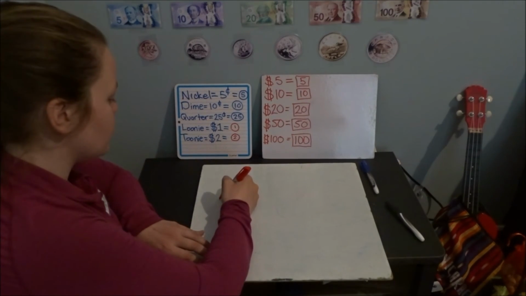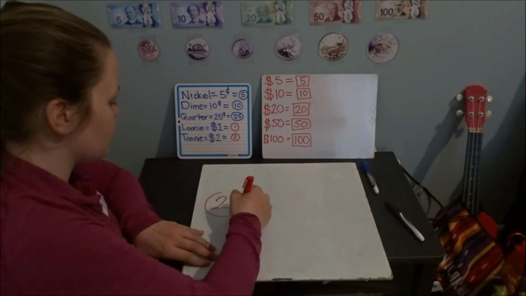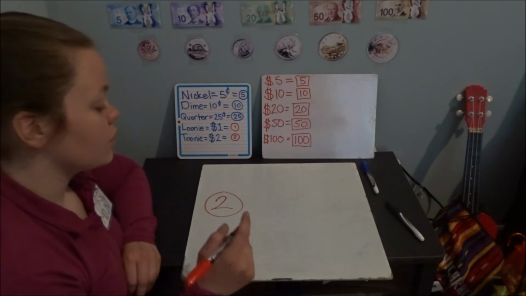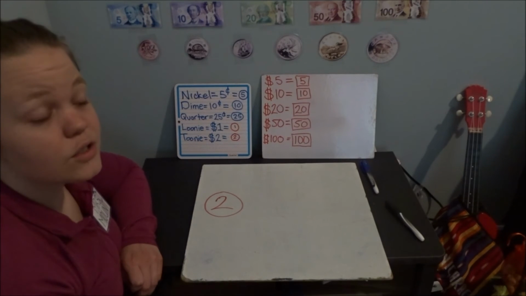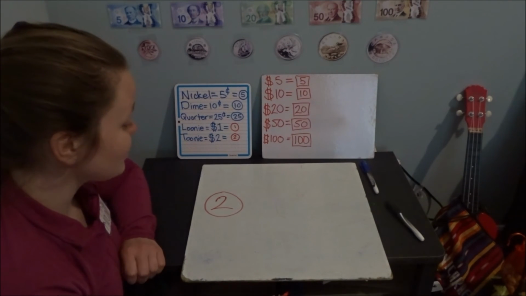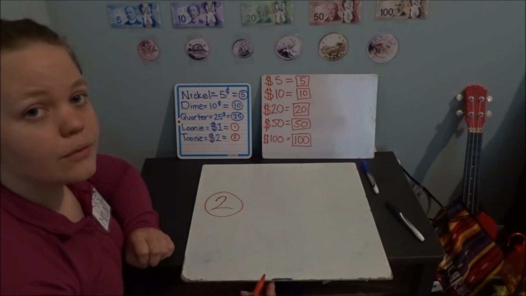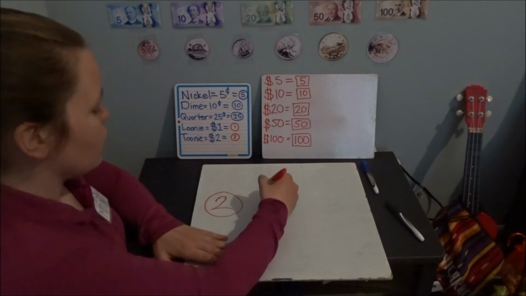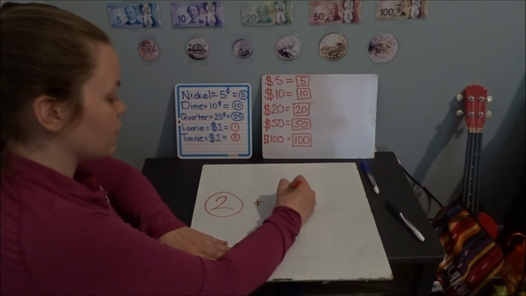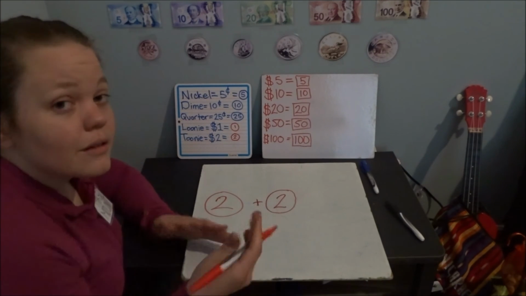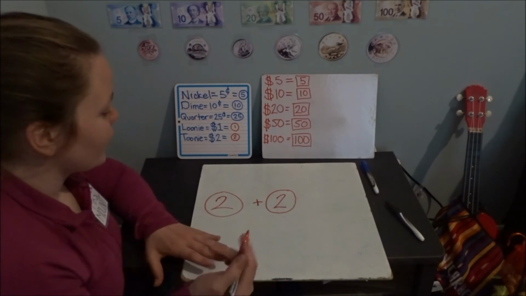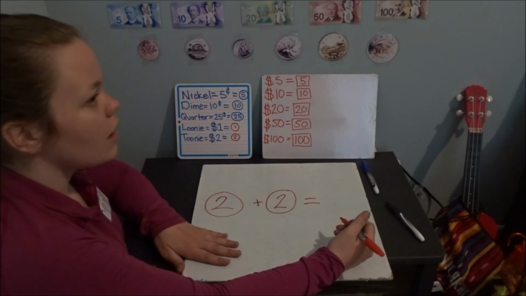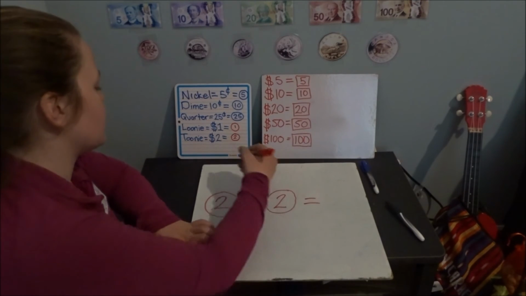So our toonie is $2, or 2 loonies, or 200 cents. Now, if we were to add a toonie, so that's this one, with another toonie, what would happen? Okay, let's find out. Let's draw a heart this time.